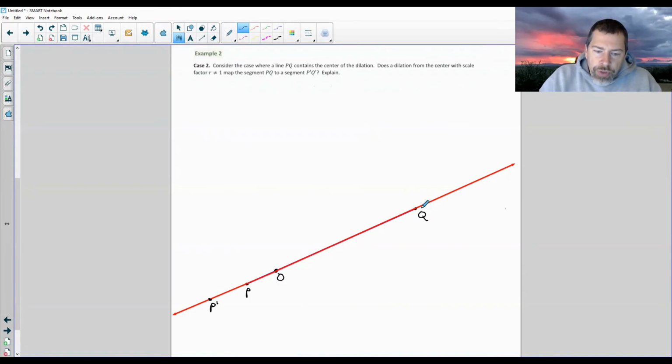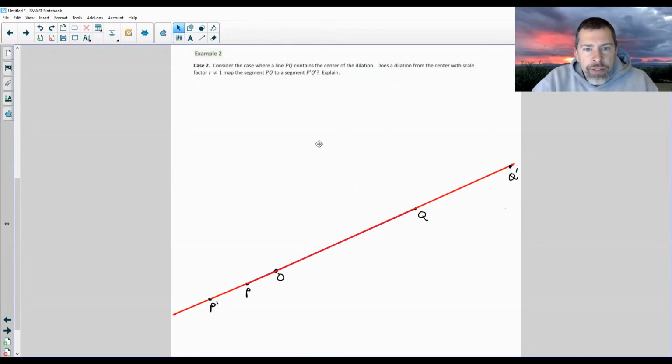If OQ is 5, OQ prime would be way off my paper over here. Q prime would be way out here. So it would be a longer segment overlapping the original segment, but it would still be a segment. Okay, hopefully that made sense to you.